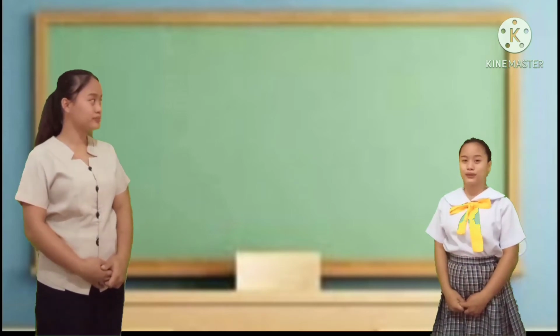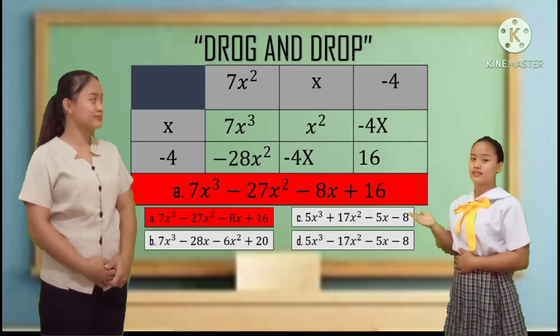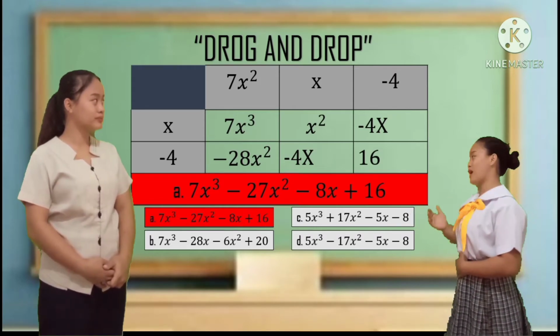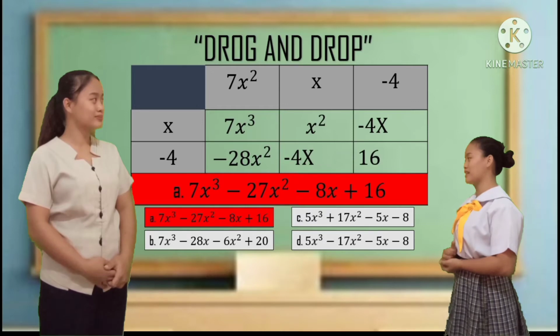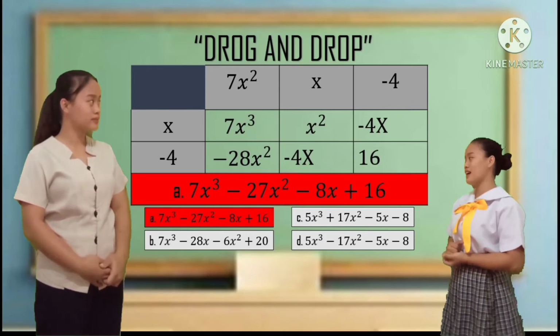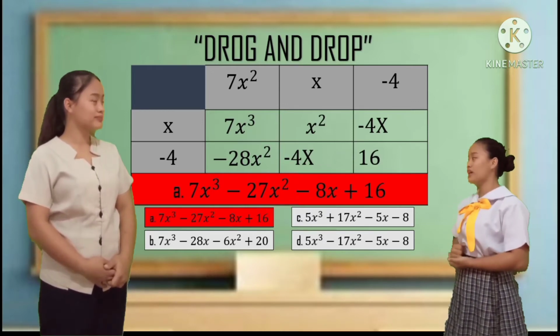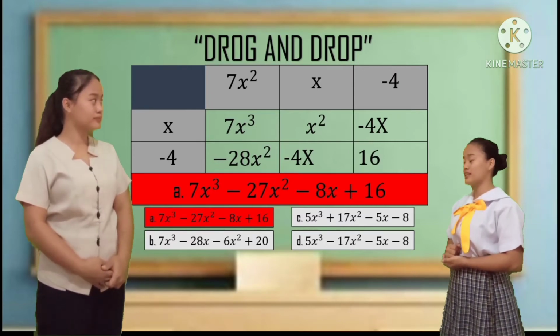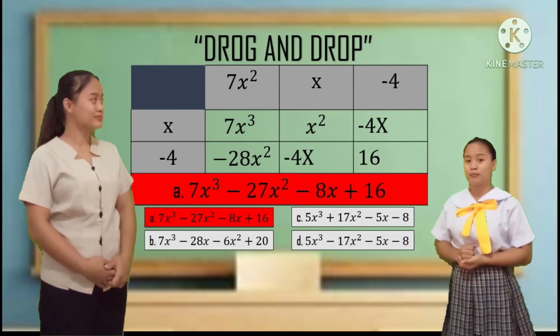Good morning, ma'am. Good morning, classmates. So this is our presentation for our motivation for the day. So ma'am, we use distributive property since it's already organized and easy to identify. We try to multiply the first term and the second term to the second polynomial.